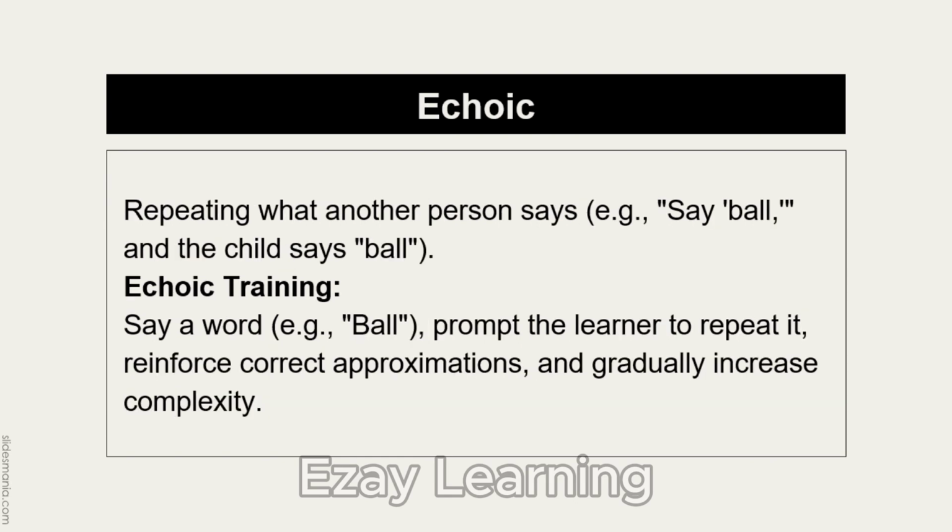Now what is echoic? Echoic is repeating what another person says. For example, say ball and the child says ball. The antecedent of an echoic could be a verbal stimulus from another person, for example, hearing apple, and the consequence could be generalized reinforcement such as praise or encouragement. Echoic training can be done by saying a word, prompting the learner to repeat it and reinforcing correct approximations. Gradually increase complexity.